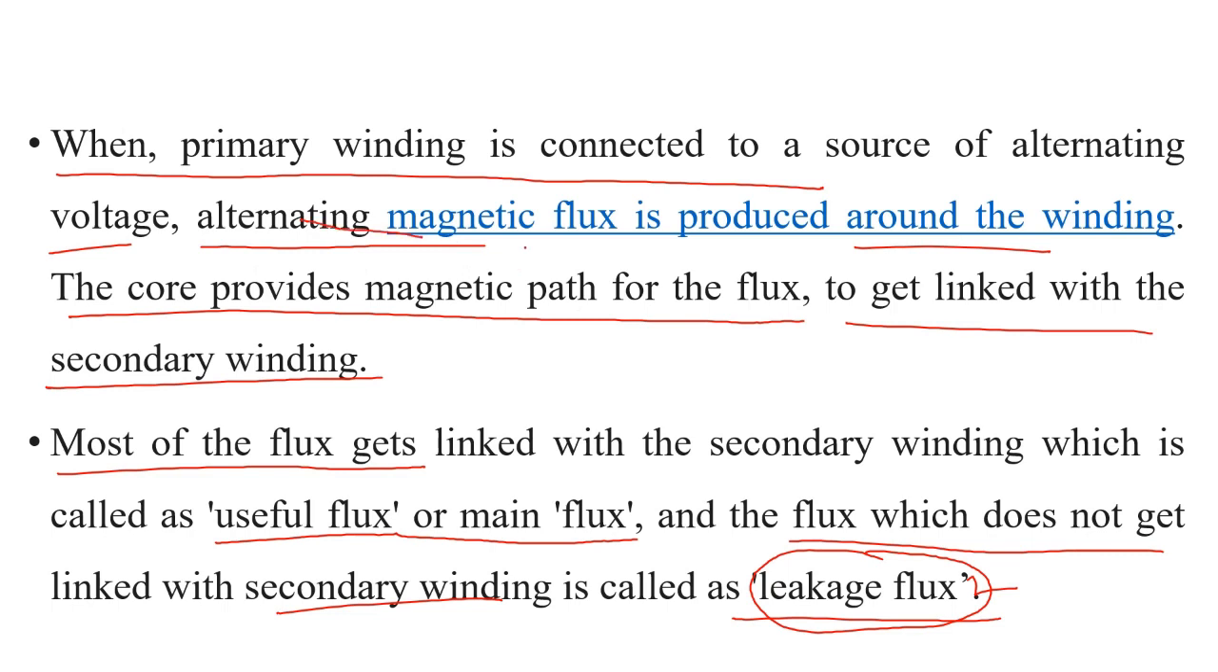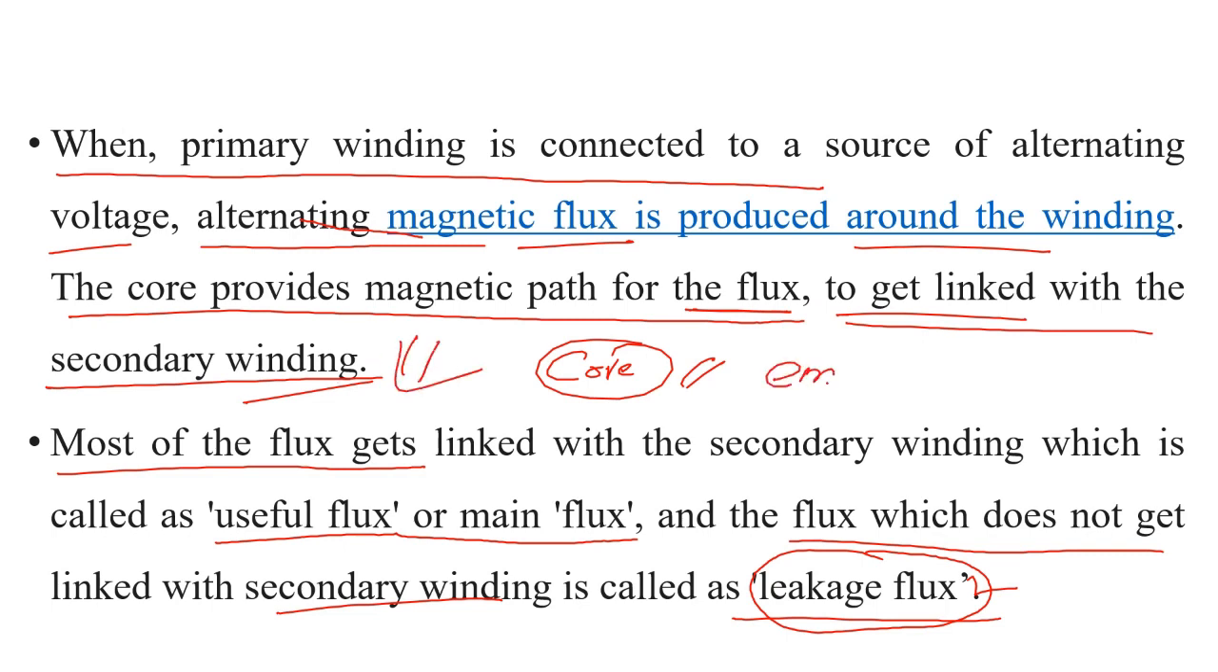There is a production of alternating magnetic flux, and because of the magnetic path, that is the core, there is a path for the magnetic flux, that is the change in flux, and this change in flux links with the secondary winding. When this magnetic flux is linked with the secondary winding, there is a production of electromotive force 2 in the secondary winding, and most of the flux linked with the secondary winding is the useful flux. And the flux which is not linking with the secondary or primary winding is called leakage flux, and due to this leakage flux we get somewhat less performance in the transformer.